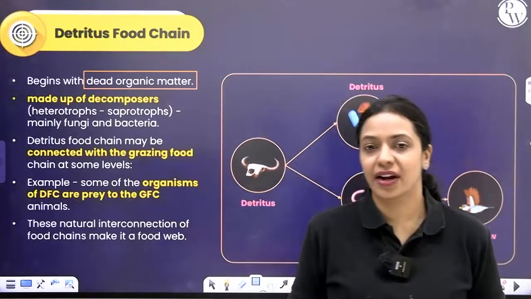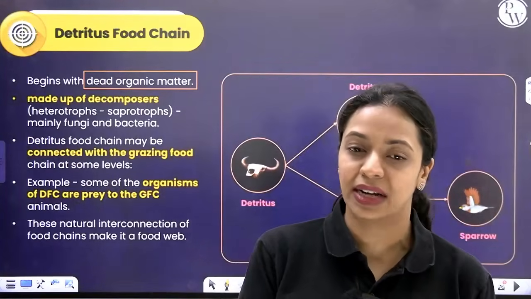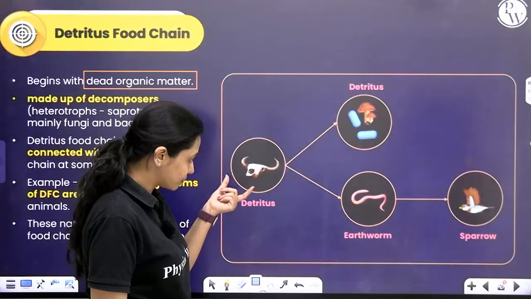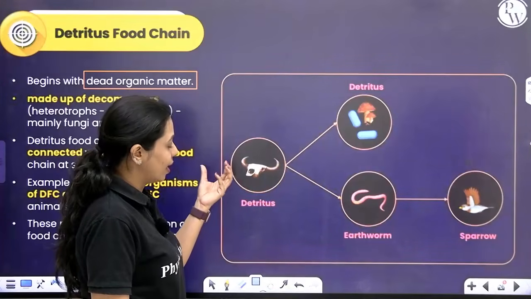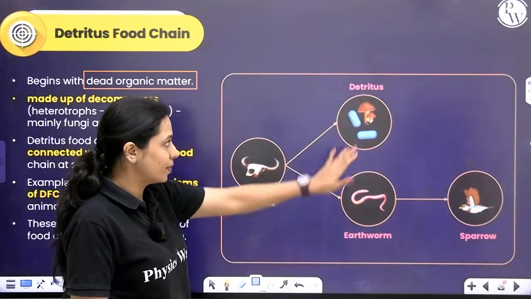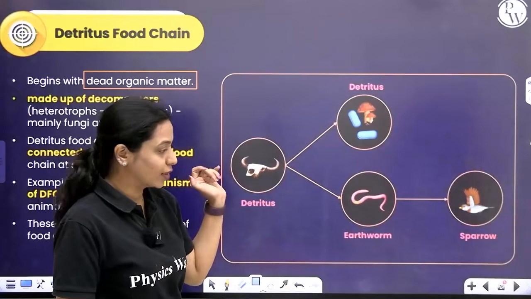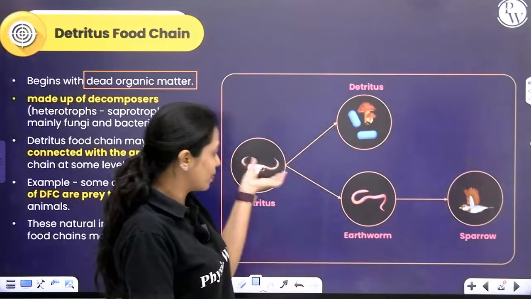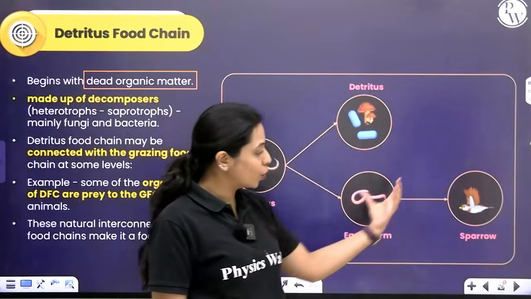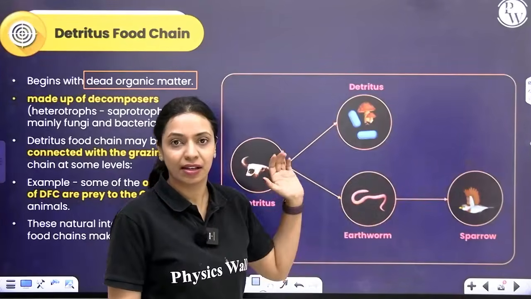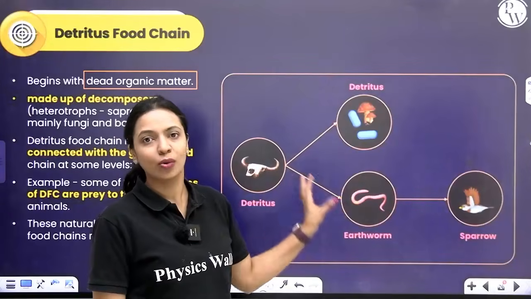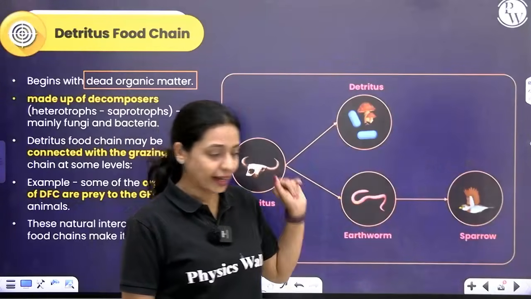At some points, the detritus food chain will be connected to the grazing food chain. See for example, there is detritus here. Fragmentation of this detritus happens because of earthworms. Bacteria and fungi also act on it, but this earthworm, which is part of the detritus food chain, can be prey to an animal in the grazing food chain. If a sparrow feeds on this, then you can see how they are both interconnected, right?